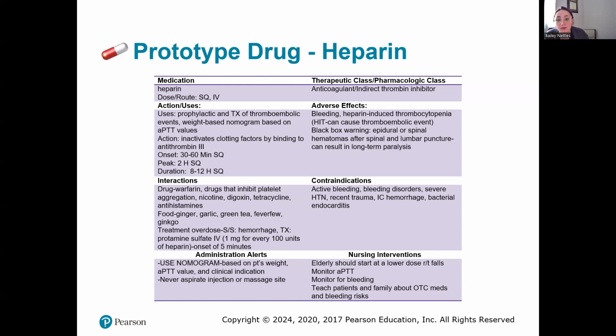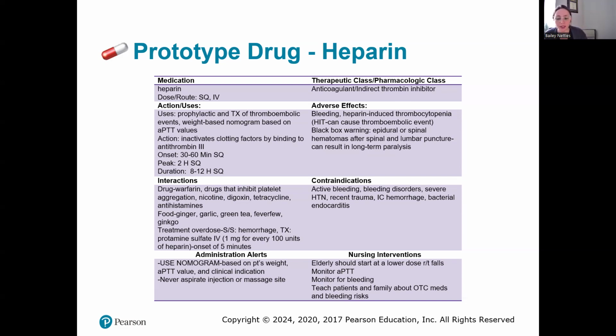Okay. Want to avoid warfarin, drugs that inhibit platelet aggregation, nicotine, digoxin, tetracycline, and antihistamine. Okay, so it says to avoid other blood thinners, but a lot of times people that are in the hospitals, especially, they're on multiple forms because they need something that works on platelets and on thinning the blood, actually. Okay, so take these interactions with a grain of salt. Just know that if I'm on 2 of them, I better be watching out for bleeding.